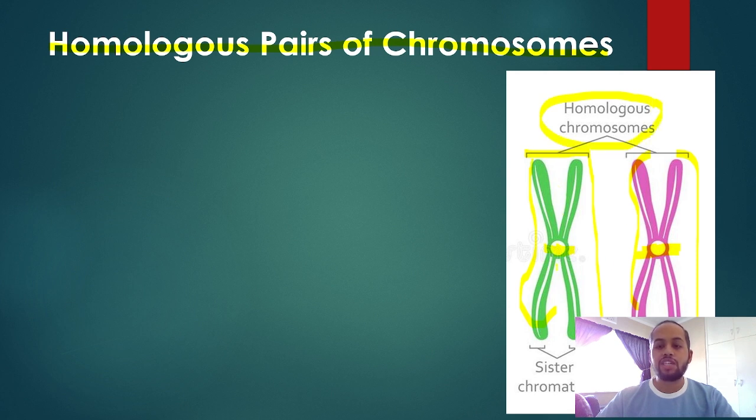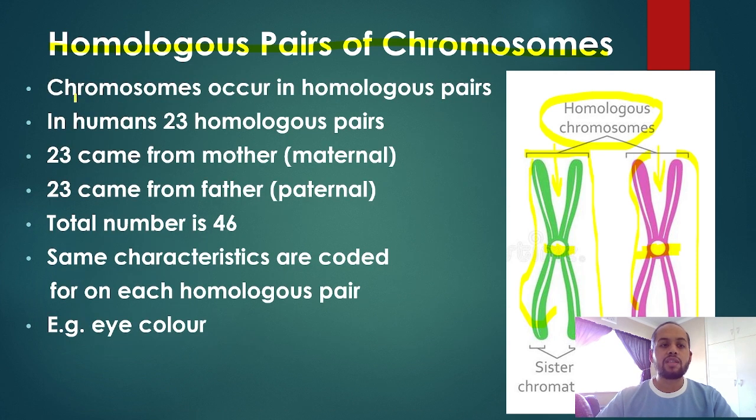But you notice that each chromosome has its own color. And why is that so? When you have homologous chromosomes that are simply going to have the same shape, size, and centromere position, the one chromosome will come from the mother and the other chromosome will come from the father. Some general characteristics to remember: chromosomes occur in homologous pairs. In humans, there are 23 homologous pairs, remember, because there are 46 chromosomes. 23 chromosomes come from the mother, referred to as maternal.